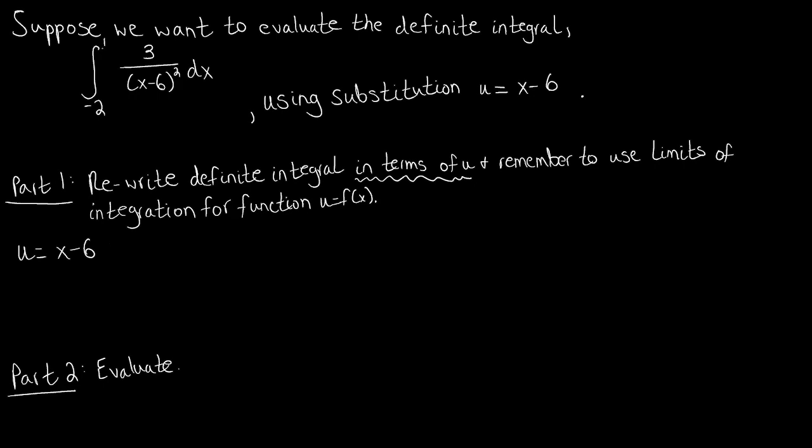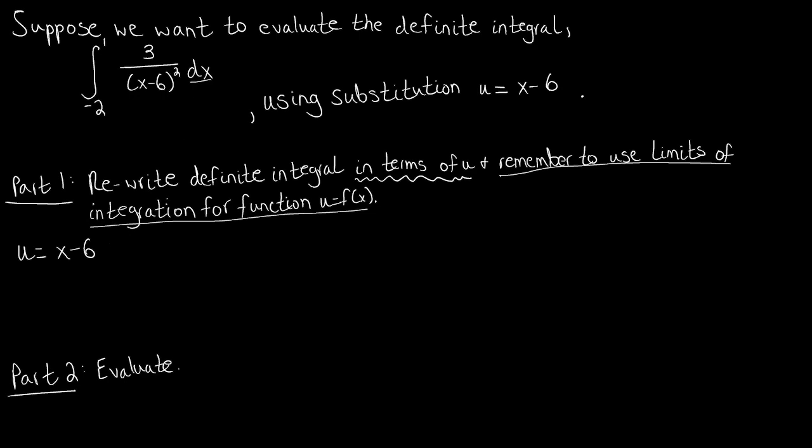Okay? So let's go ahead and look at what we're doing. We're going to use the substitution u equals x minus 6 to evaluate this definite integral. Part 1 tells us to rewrite our definite integral in terms of u, and it tells us this key piece here: remember to use limits of integration for the function u as a function of x. Let's explain what that means. The bounds that we have on this definite integral are in terms of x. Let's keep that in mind.